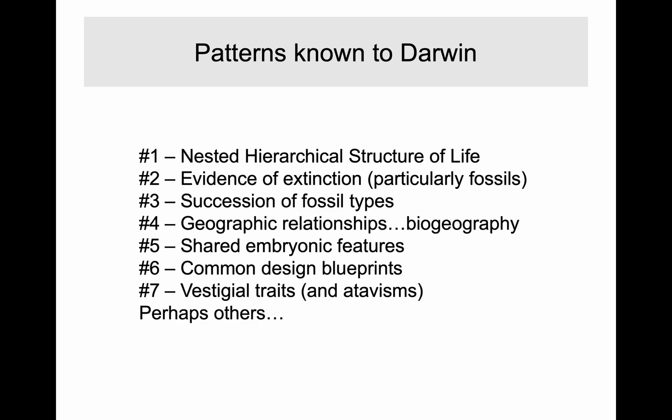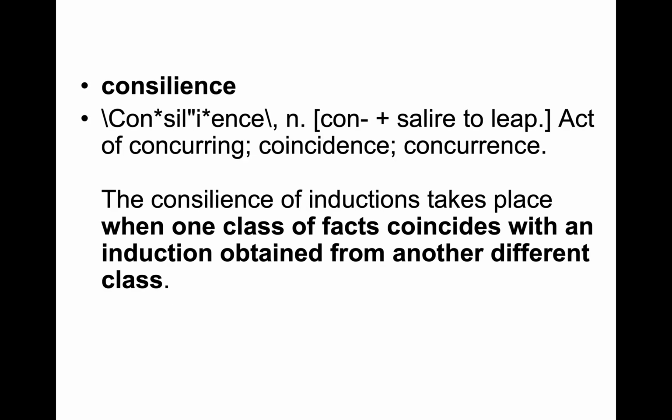So here again, the patterns. And you have this idea of consilience. This is this co-occurring, this coincidence, this concurrence of ideas. And it really takes place when you have one class of facts that starts to coincide or collide, not in a destructive sense, but coinciding together, that helps you really better understand another different class of facts, and that's what we have with evolution.